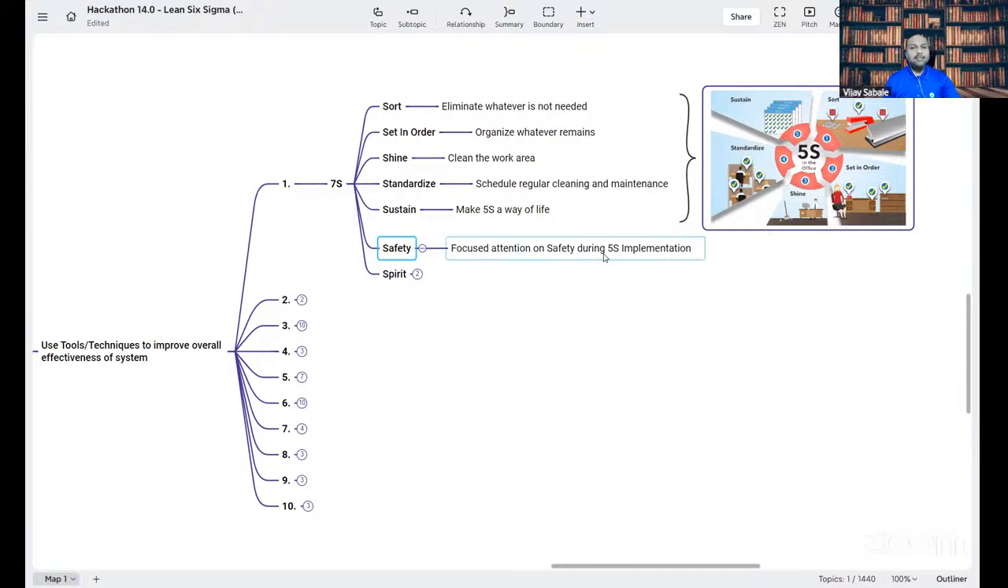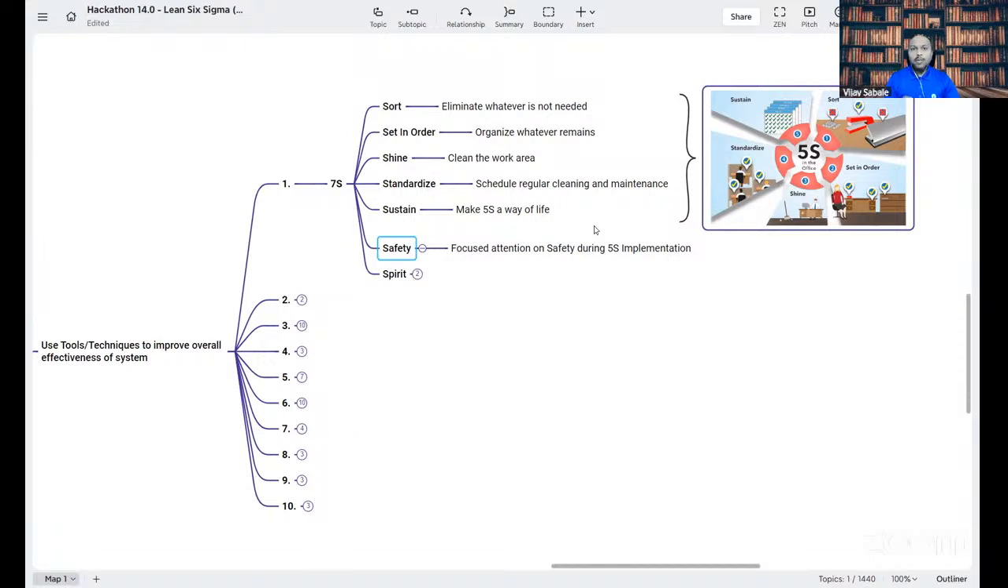So whatever team we form as part of 5S, because this is teamwork, right? For each of the smaller areas, we create smaller teams so that we can maintain the 5S and ensure continuous improvement in it.